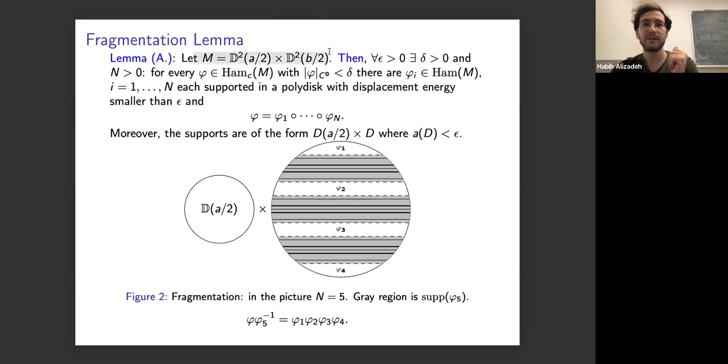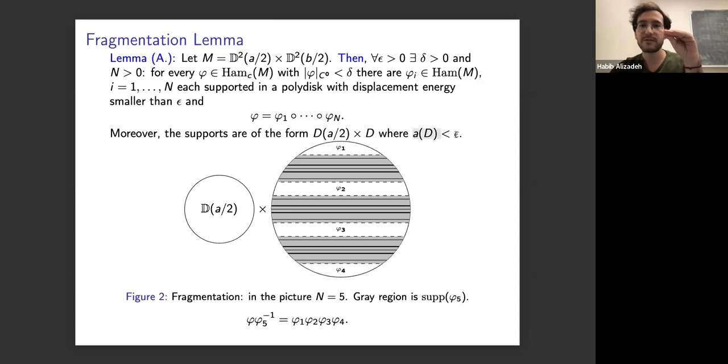And the statement is the same. You have a polydisk. For any epsilon, there exists a delta such that if your phi's C0 norm is smaller than delta, then you can find these phi i's, which are constructed as I explained in the picture, such that phi is the composition of phi i's, and each of these phi i's is supported in these white strips, or the union of these gray strips. And these gray strips, I can just choose them as small as I want.